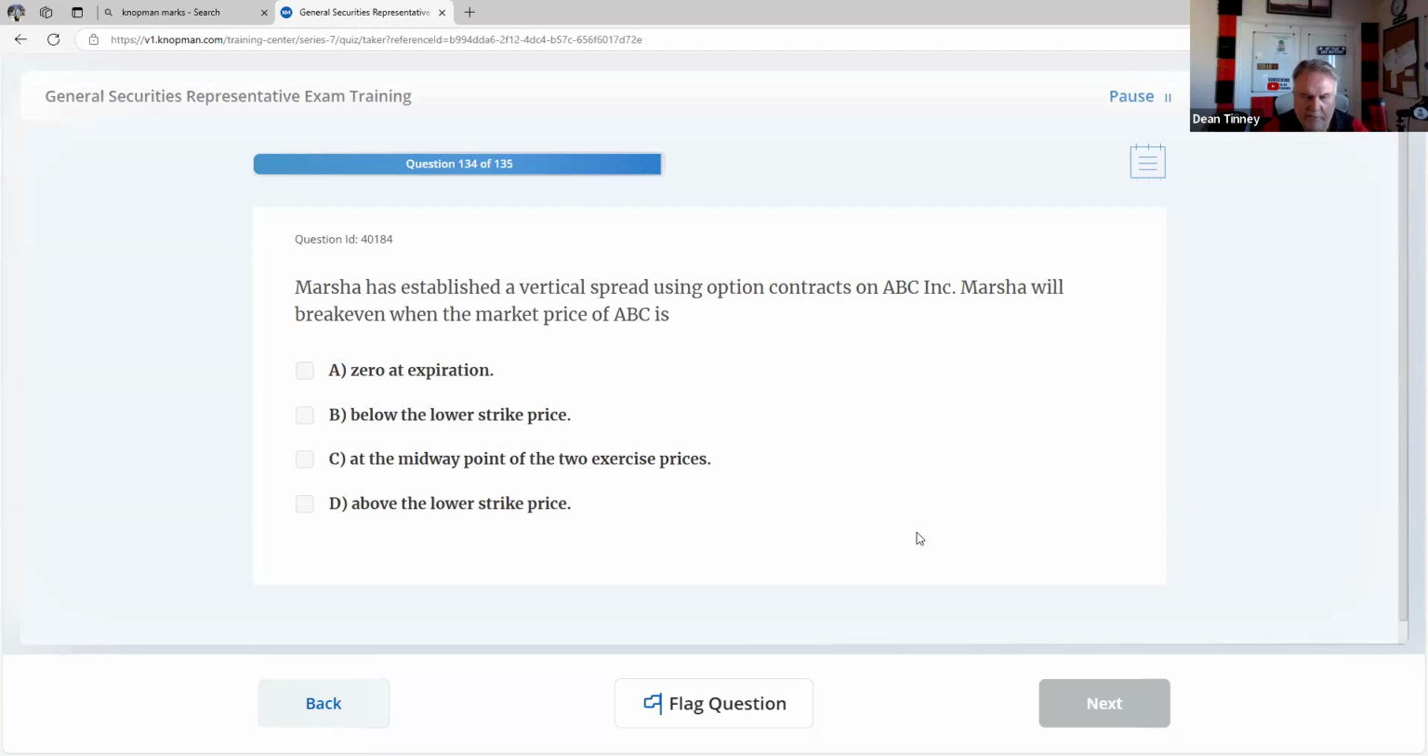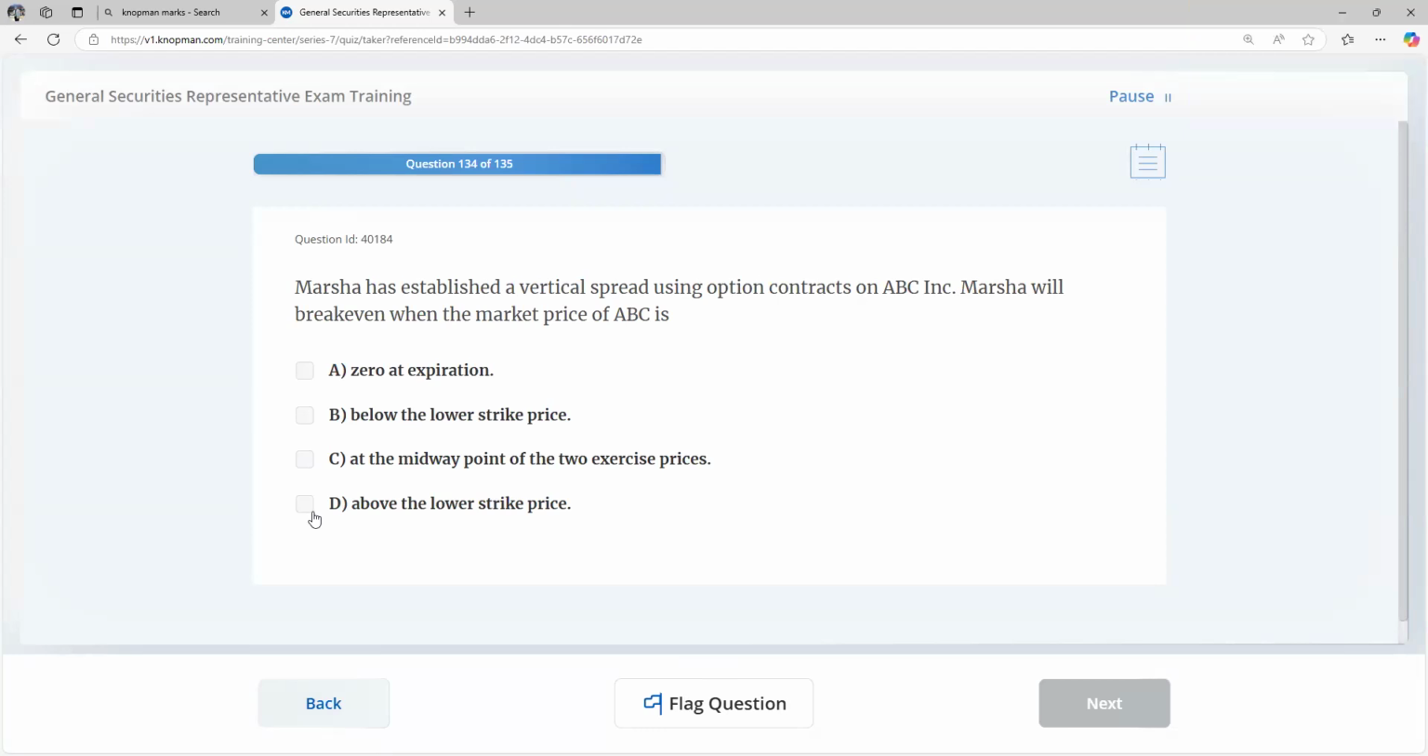I don't think that's true because remember, it would be whatever that net debit is above the lower strike. This is a tough one. By process of elimination, I'm going to go with either C or D. I like C intellectually, but it's not the midway. It would be whatever the net is above the lower. So if it's a call spread, no, it's below the lower, right?